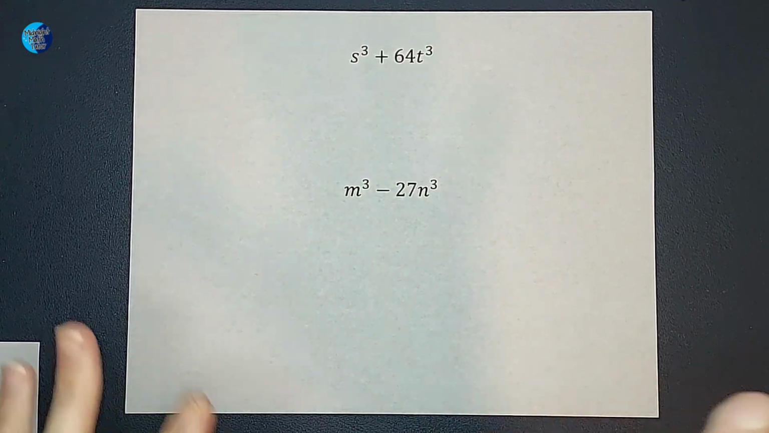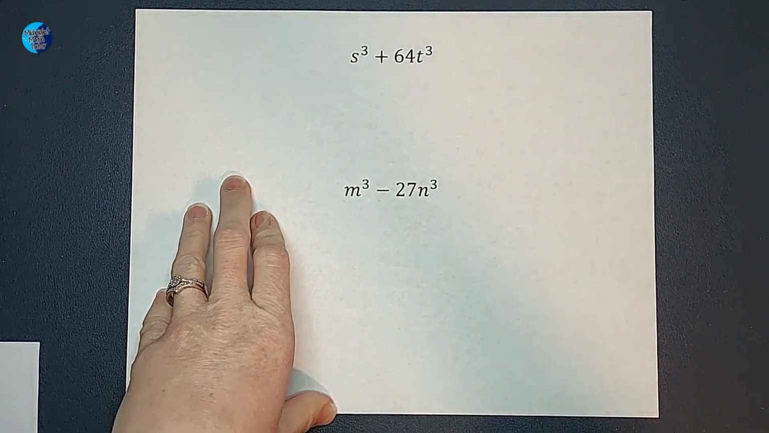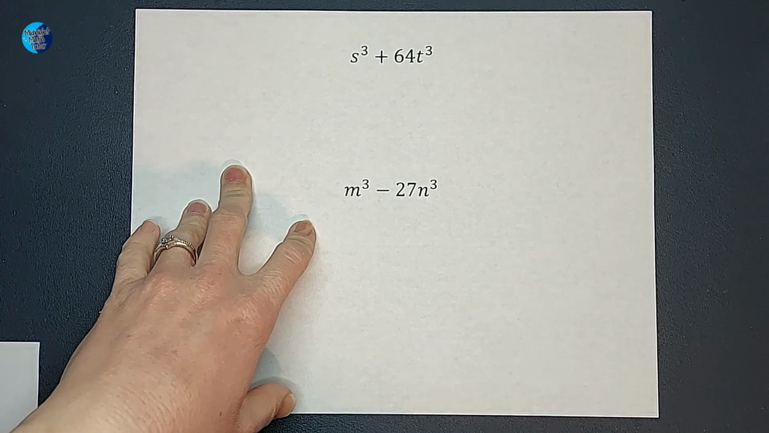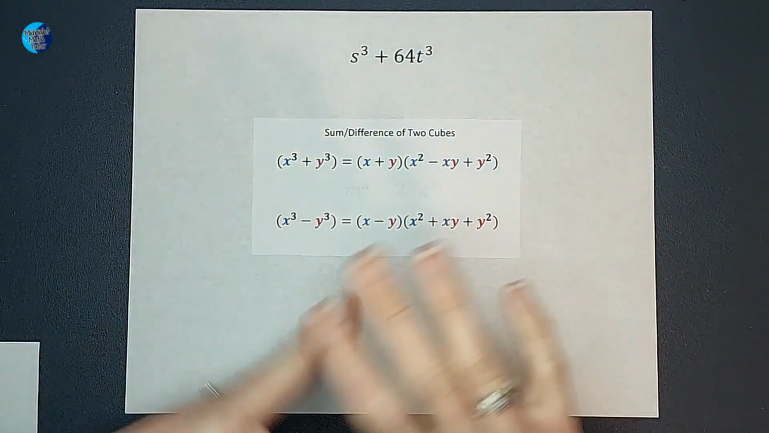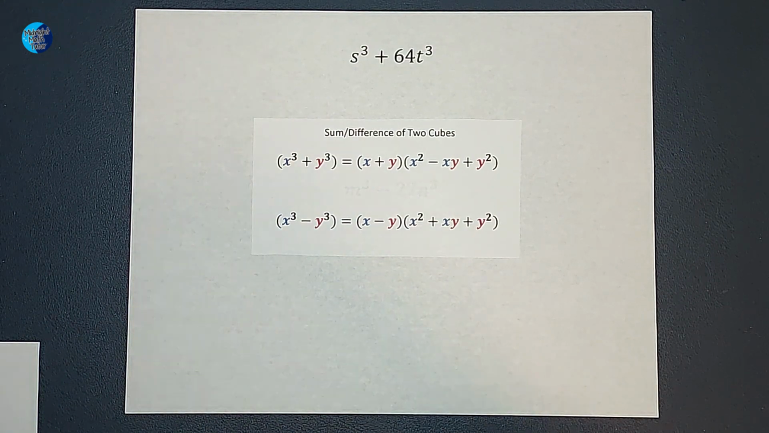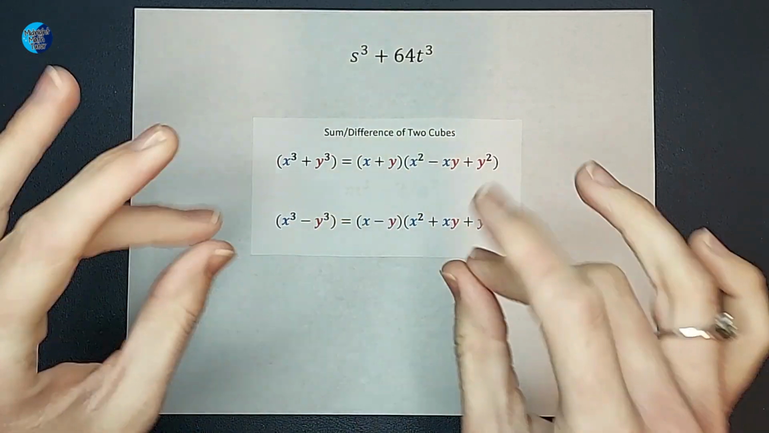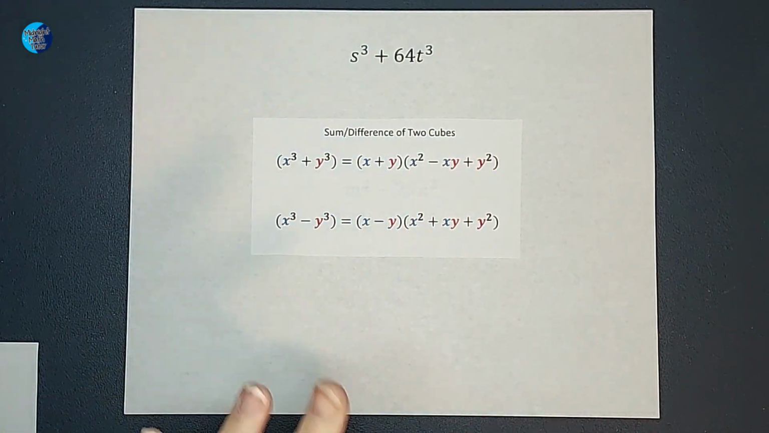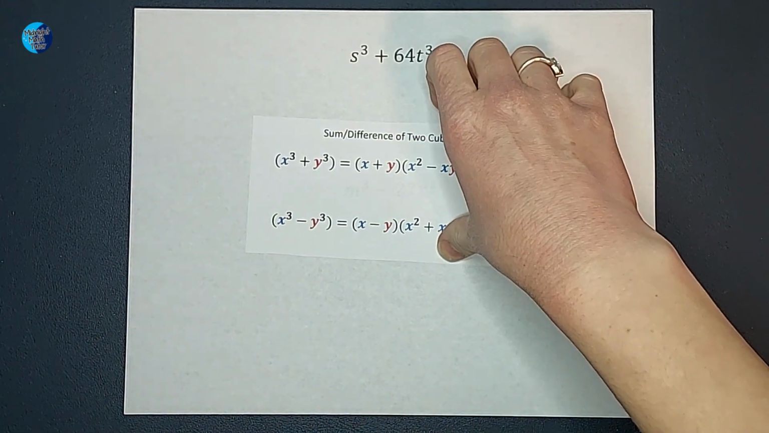Hey guys, we are factoring today and we are looking at a specific type of factoring. There's a bunch of different ways you can factor, right? We are looking specifically at the sum or difference of two cubes. You can use this strategy when you notice you have two terms that are being added or subtracted together and they're both perfect cubes. Now, if you're like, I don't remember what that means, we're going to go over it.